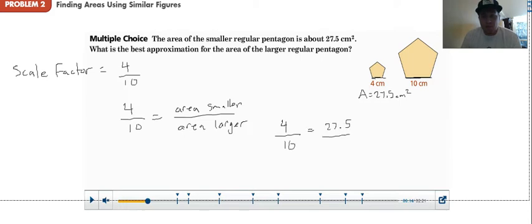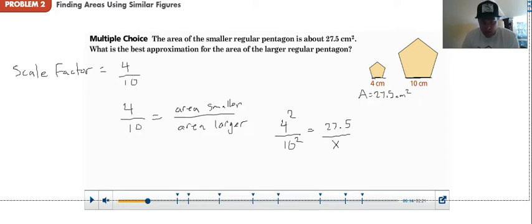27.5, and we are trying to figure out what the area for the larger one is, approximately. But the only thing I have to be careful of is when I did this right here, if I'm finding the perimeter, it's just going to be A over B, but I am finding area. So for area, I have to make sure it's going to be A squared over B squared. So I have to square both of these when I'm talking about area.